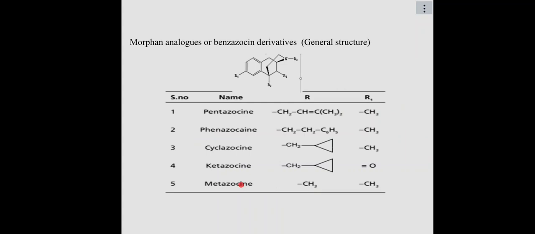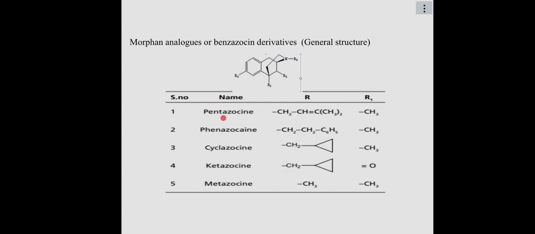I think, as I've said, I'll come with the structures. I'll remember next time to have the structures so that I can illustrate it better. So we have the morphine analogs. Remember, the other ones were morphinan. So these are morphine analogs or benzazocine derivatives, or benzomorphan. So you can call them benzomorphans or morphine analogs, because the benzene is in the compound.